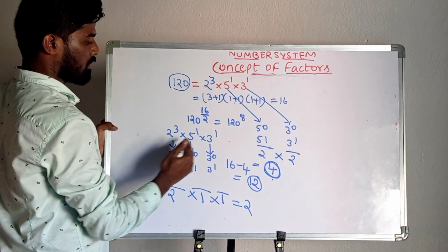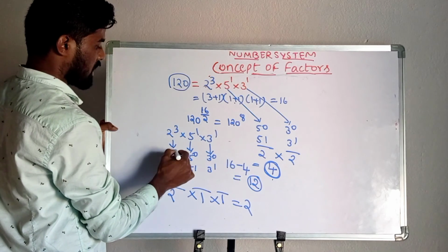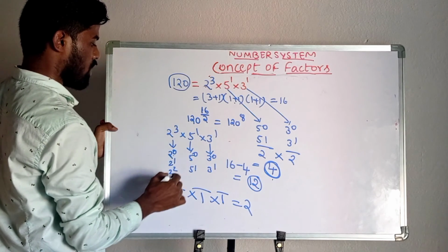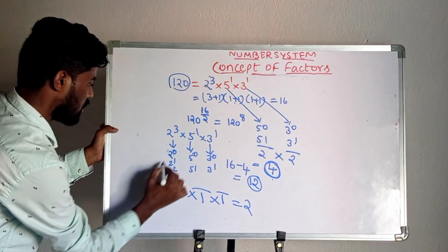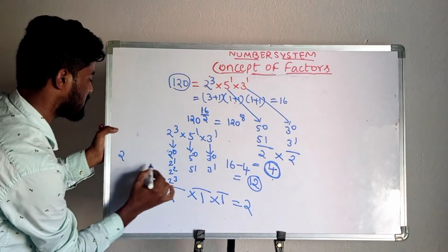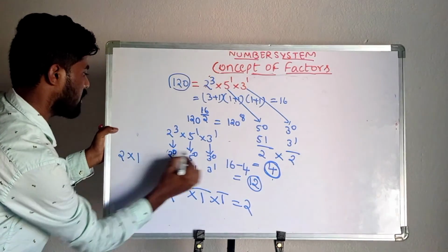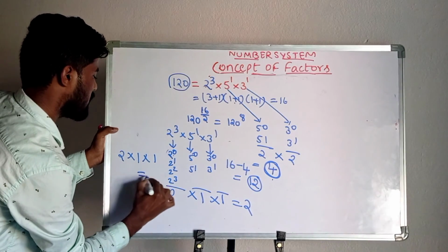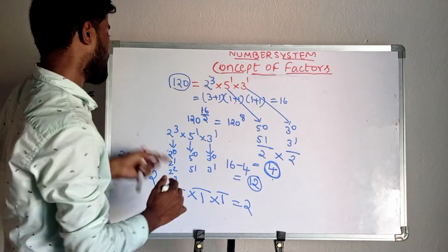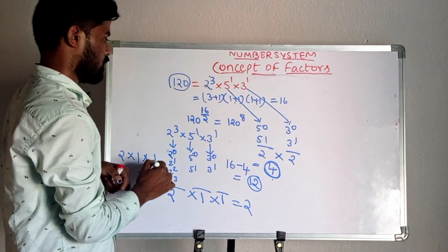To find number of factors which are perfect cubes, the condition is the power is either 0 or a multiple of 3. Here two factors satisfying the condition. Here one factor, here also one factor. That means total number of factors which are perfect cubes are 2.